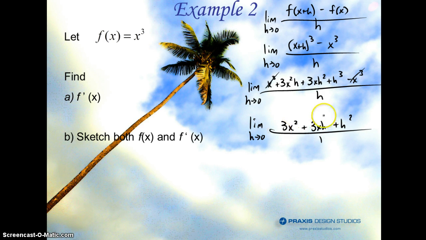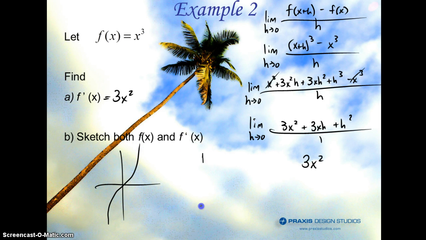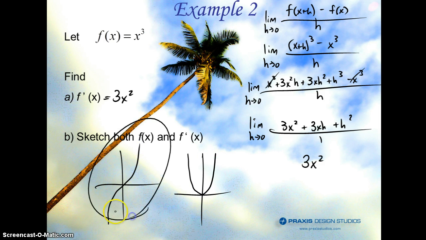And now as h approaches 0, these back two terms are now 0, so they're gone, and my answer is 3x squared. So that's my derivative of x cubed. To sketch both of them, f of x is x cubed. It's going to look like that. And f prime is 3x squared. So it's going to look like that. So that's my f, that's my f prime.